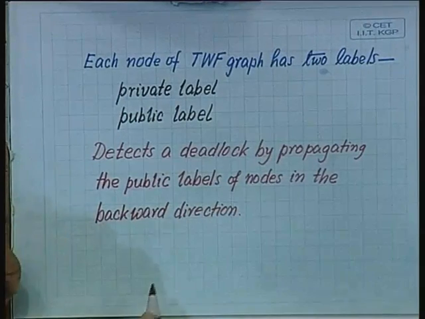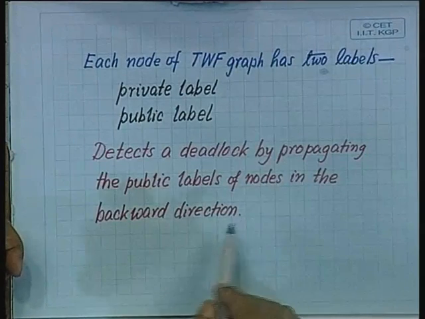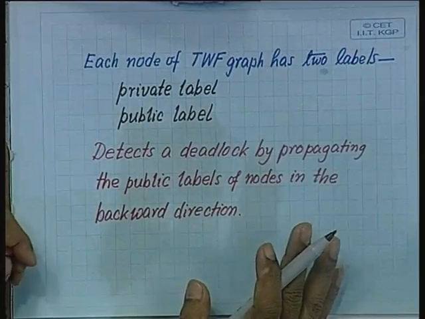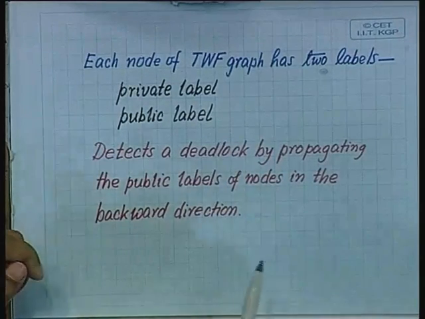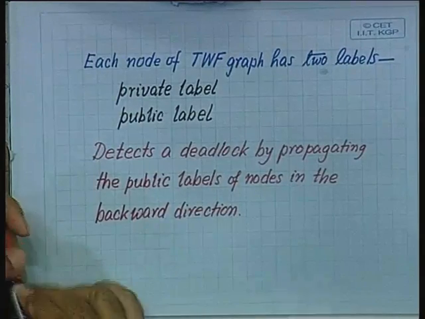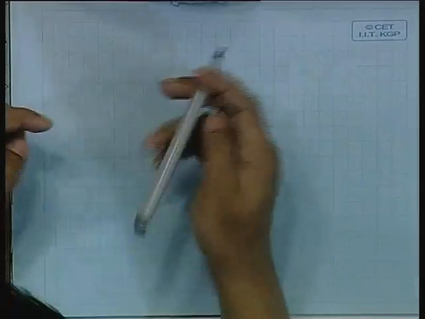So, how does this work? Initially, at a node, the public label and the private label will be the same. It is some number that will be the private label and public label of that node. Every node has a unique private label. Then let us see how the public labels get updated.